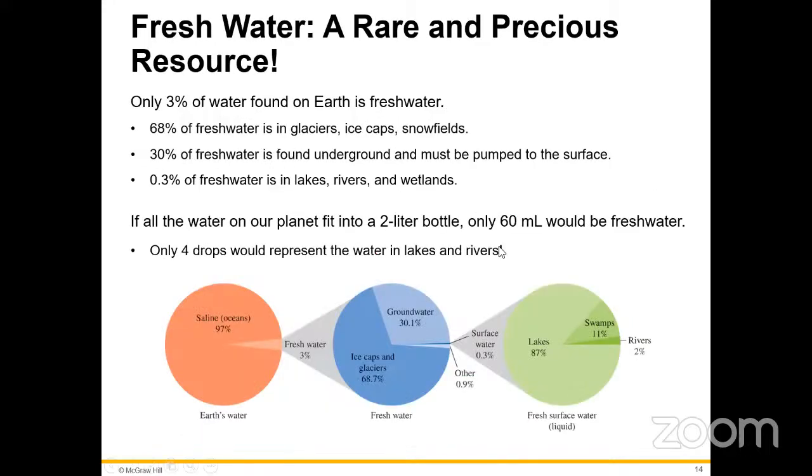Okay, some general information here about water. I think I mentioned this earlier. 3% of water found on Earth is fresh water.